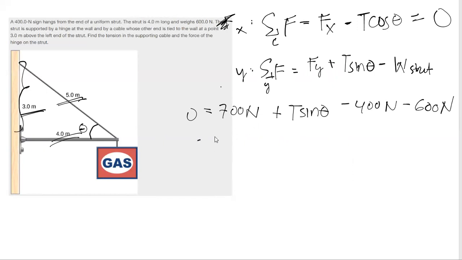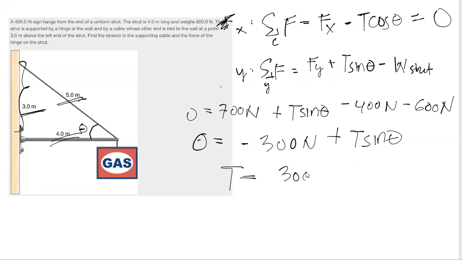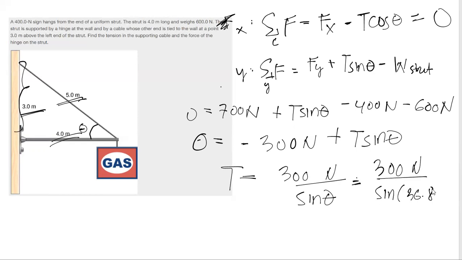And I should get negative 300 newtons plus T sine theta. Or we can simply write 300 newtons over sine theta. So if we substitute our angle term here, we will get a tension of 500 newtons.